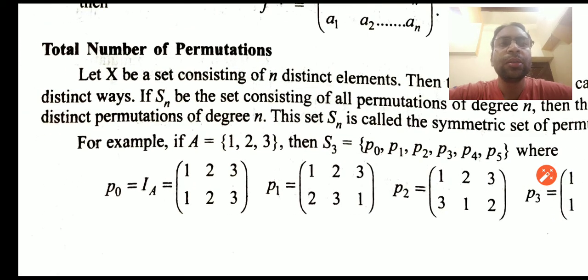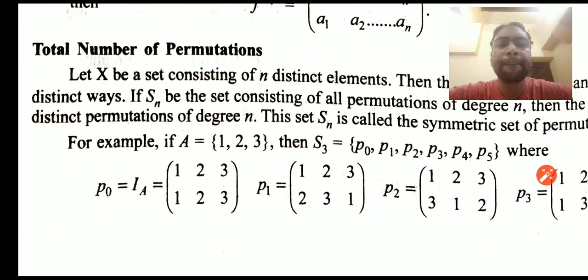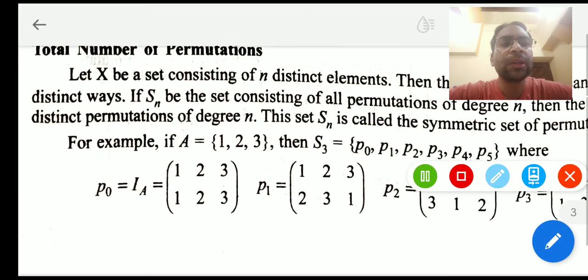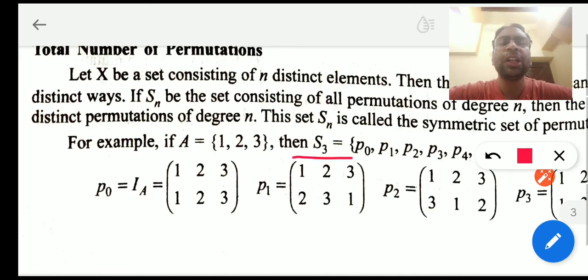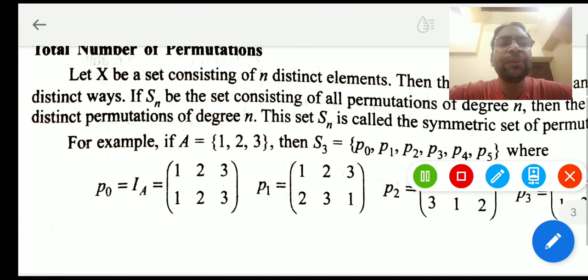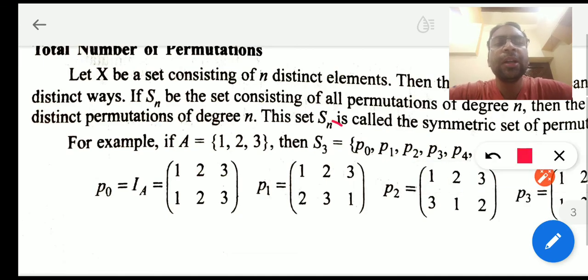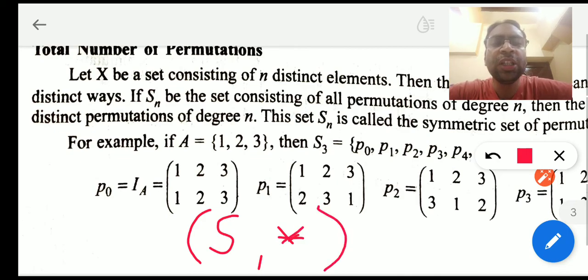So this is the total number of permutations, and this set of all permutations, when combined with an operation that can be performed on the permutations, will be the permutation group. So if we consider S with some operation, this will be a permutation group.